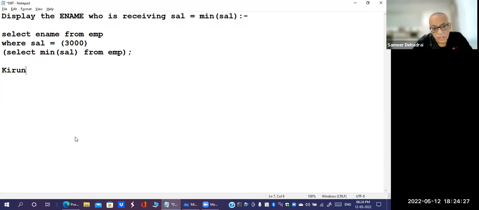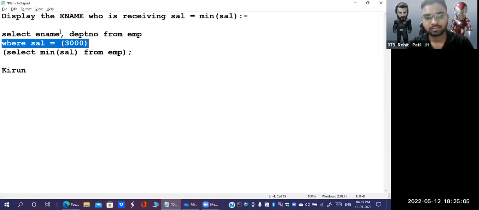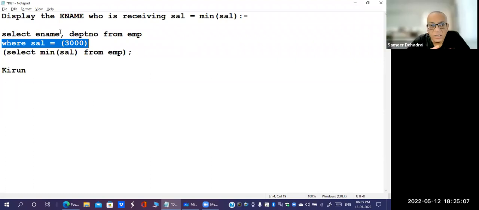Understood, Mr. Chinmay? Yes, sir. You're going to see this, students, in a lot of places in SQL. Rohit is asking, he wants to see the name and the department number of the employee who is getting the minimum salary. Well, you select ename and department number where sal equal to 3000. Does that answer your question, Rohit? Yes. It will show me the ename and the department of the employee who's receiving minimum salary.